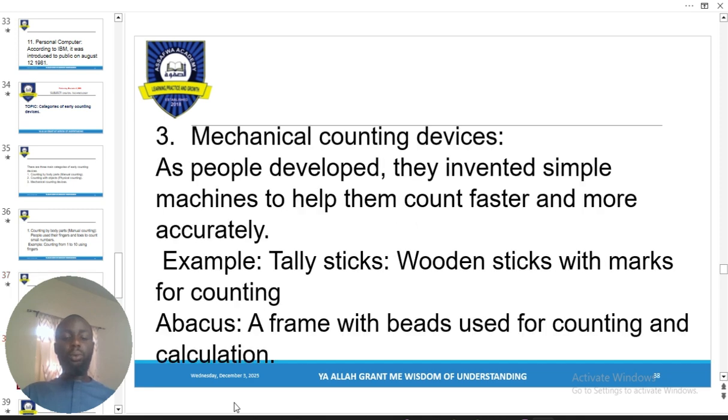Then the third one is the mechanical counting device. As people developed, they invented simple machines to help them count faster and more accurately. For example, we have the tally sticks, which are wooden sticks with marks for counting, and we have the abacus, which is a frame with beads used for counting and calculation.